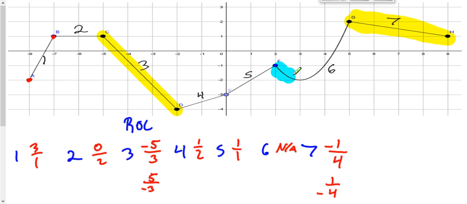Non-linear would be section 6 here, because it is not a perfectly straight line.